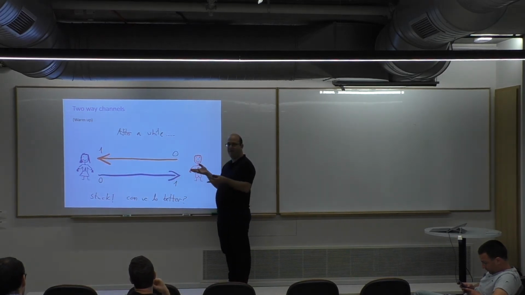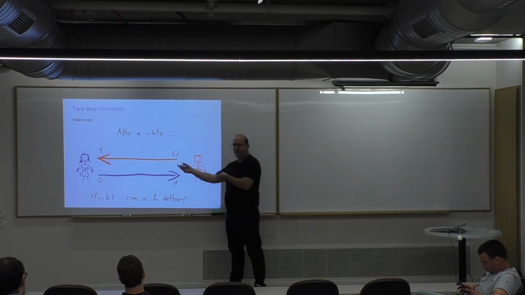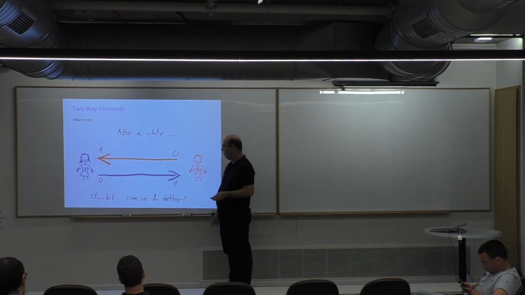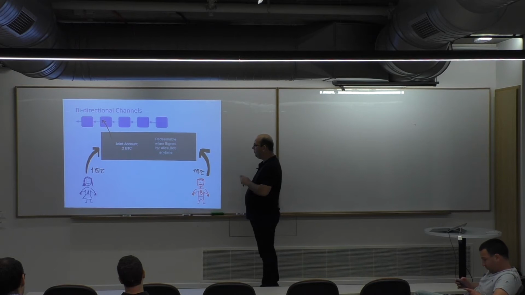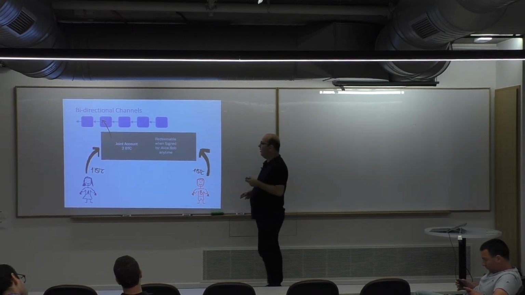But something feels wrong because we started with 1 Bitcoin on each side. We ended up with 1 Bitcoin on each side, and now we're stuck for some reason. Obviously we should be able to still continue to transact. So this doesn't work. We need a different construction. And here's that construction, of course.